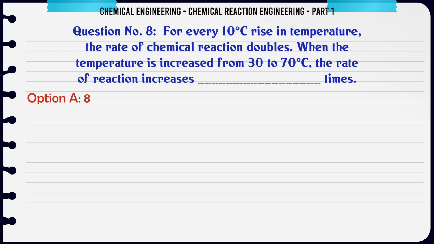For every 10 degrees Celsius rise in temperature, the rate of chemical reaction doubles. When the temperature is increased from 30 to 70 degrees Celsius, the rate of reaction increases ___ times. A. 8, B. 12, C. 16, D. 32. The correct answer is 16.